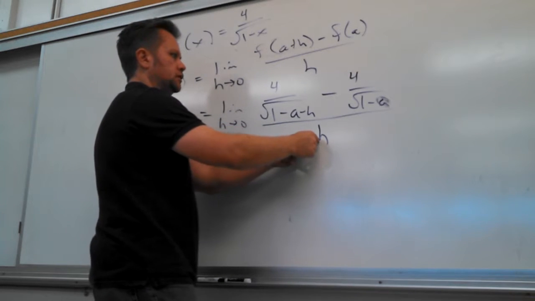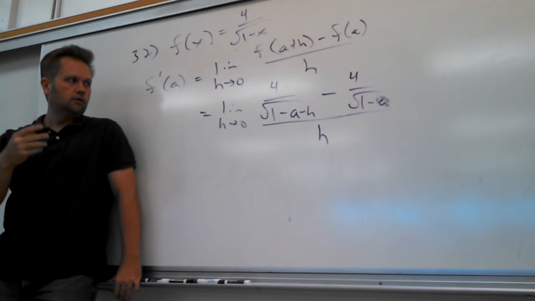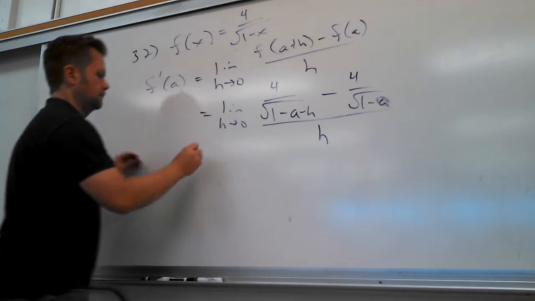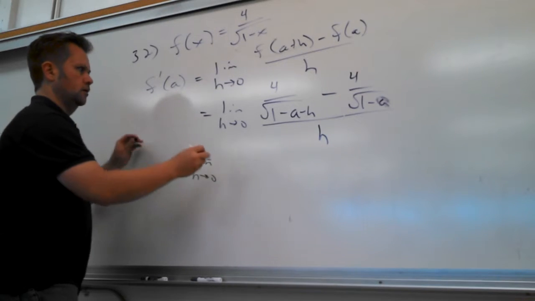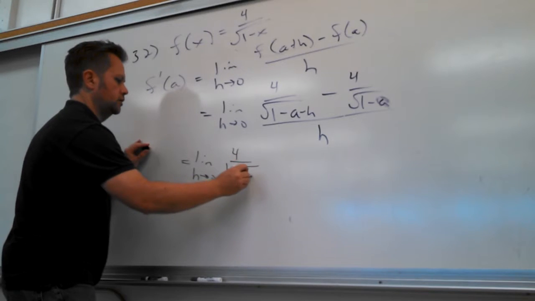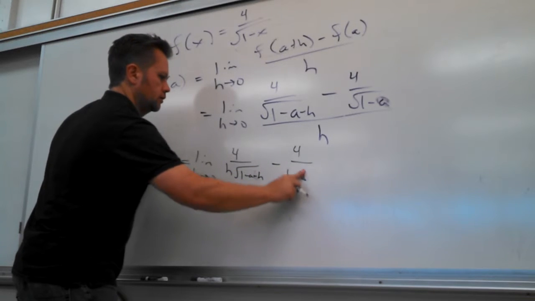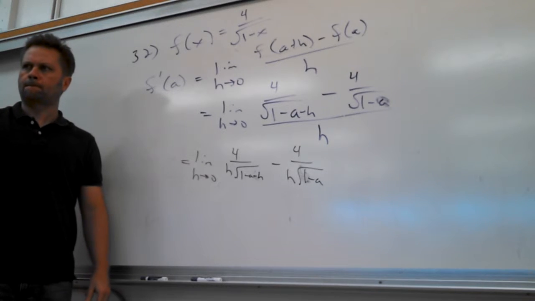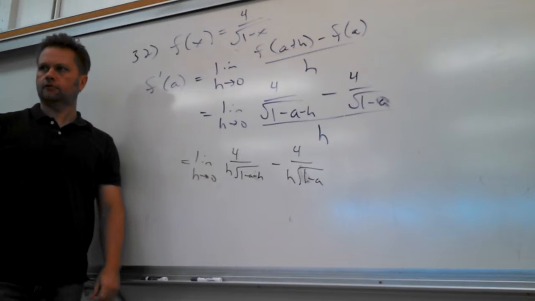You could split this h. It's both of these being divided by h. So you can just put an h down there, right? And then you can get an LCD and go from there, yeah, of course. So let's just do that. So we got limit h goes to 0, 4 over h square root of 1 minus a minus h, minus 4 over h square root of 1 minus a. Why not? And then multiply by. So what does this guy need? Square root of 1 minus a.